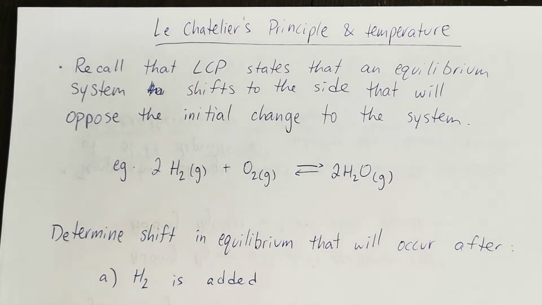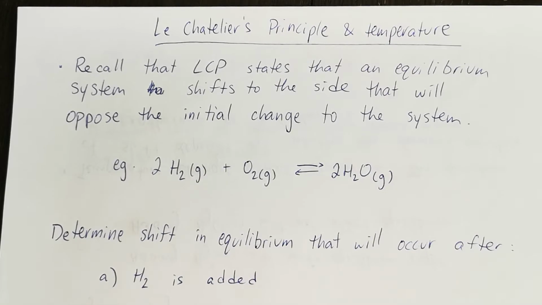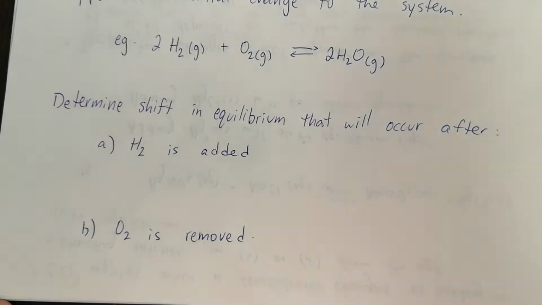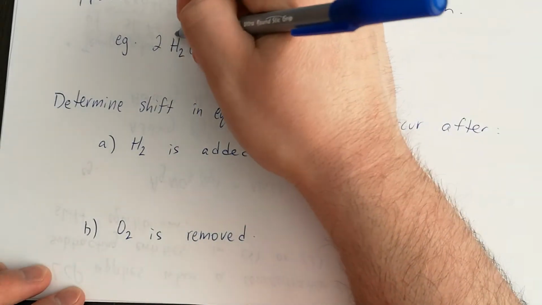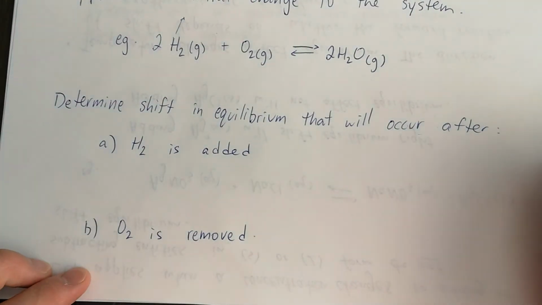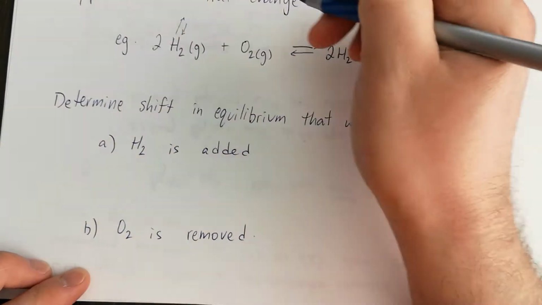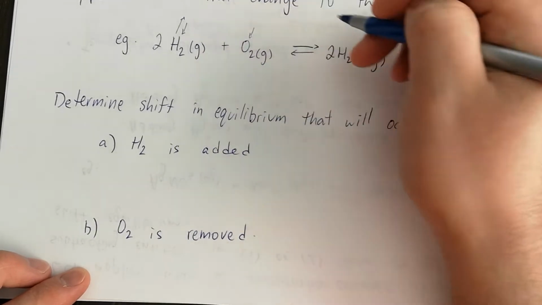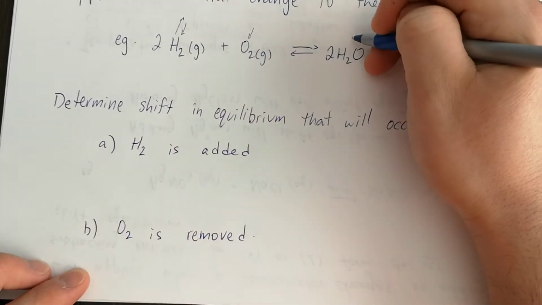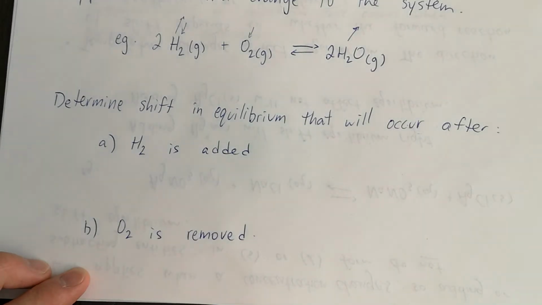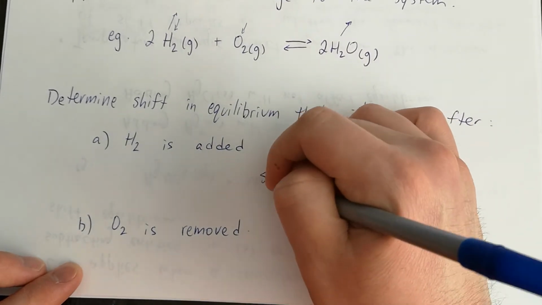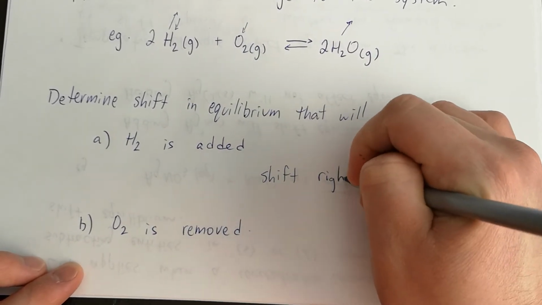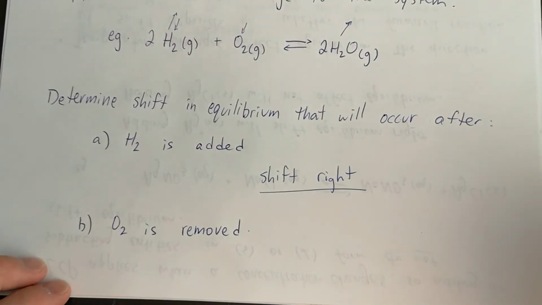So I've got a simple equilibrium system there, formation of water, and we're going to determine the shift that will occur if hydrogen is added. I like to draw little arrows. If hydrogen's added, the system responds to get rid of some of that extra hydrogen. The only way it can do that is by reacting it with oxygen, so the oxygen's also going to go down, and you're going to get more water. When more reactants produce products, that's called a shift right, or shift toward the product, because more products are being produced.